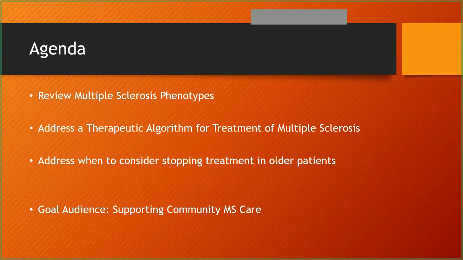And then talk about aging and multiple sclerosis, which is really what comes up a lot in our clinic. I threw in PML in the middle, so that's just going to come up. So it's kind of three TED Talks: multiple sclerosis phenotypes, therapeutic algorithm considering PML, and aging and multiple sclerosis. I am always interested in interruption and questions, so find a way to get my attention if you have questions.